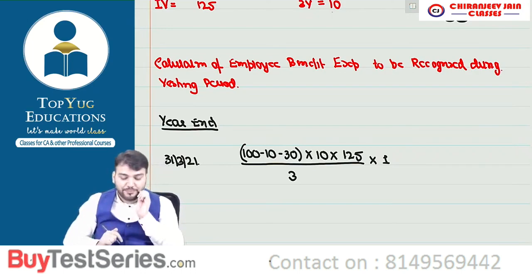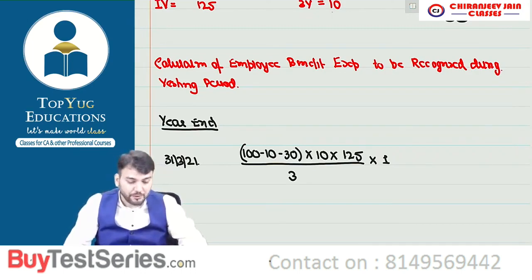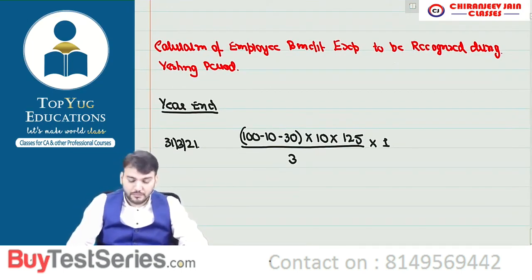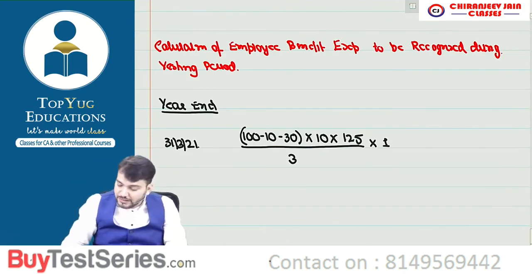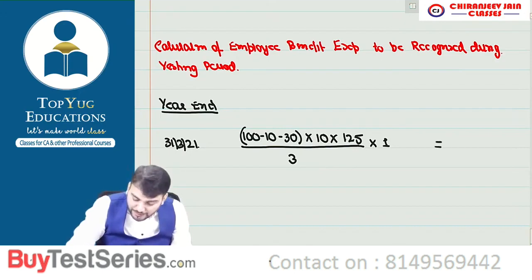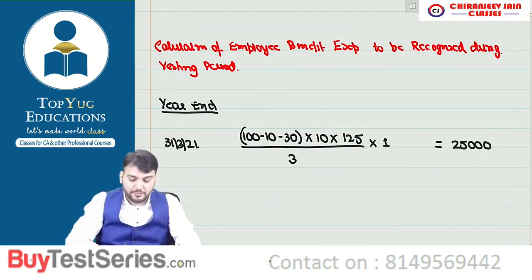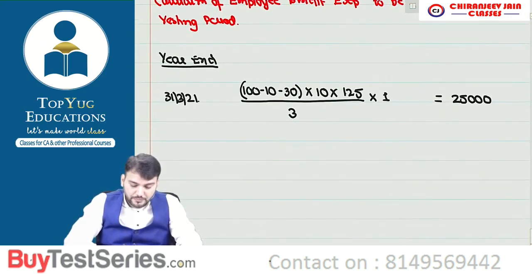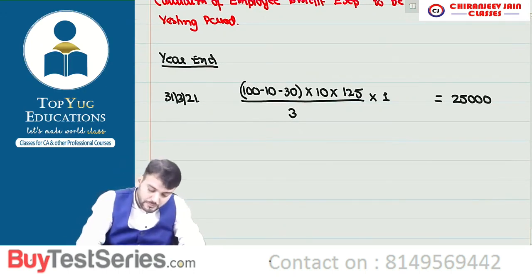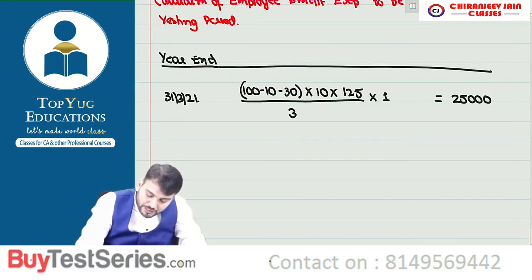Have you understood this point? Have you understood this calculation? Everyone respond. So how much did this come to? 60 into 10 into 125 divided by 3. So 25,000. This is coming 25,000. Correct? Have you understood this calculation?